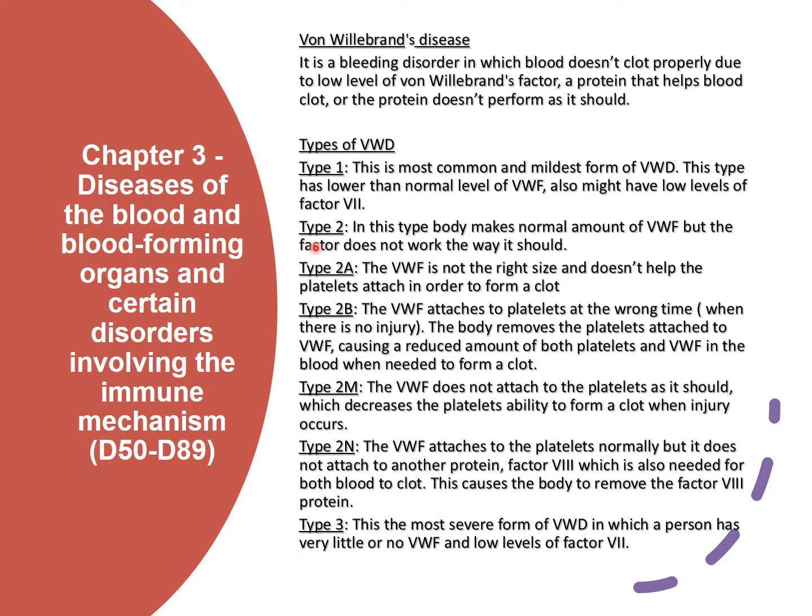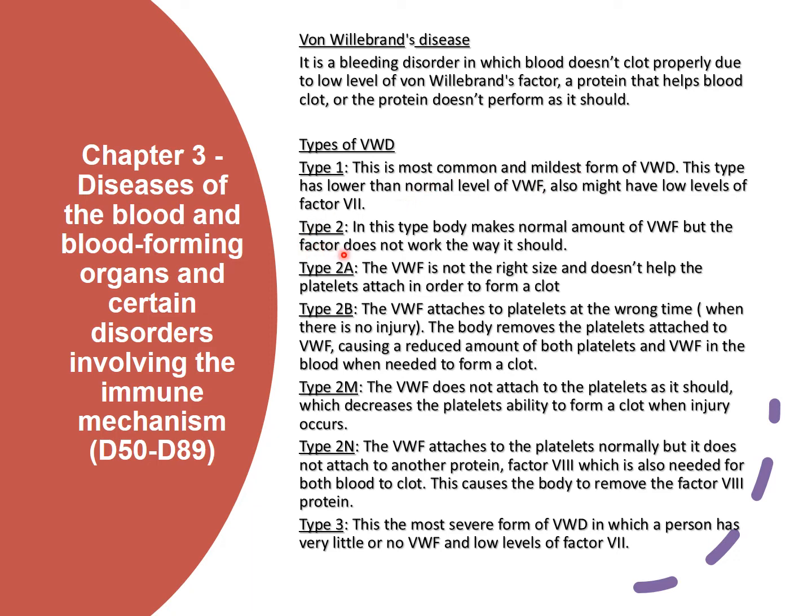In type 2, there are subtypes: type 2A, type 2B, type 2M, type 2N. Coming to the definitions, we will first see the definition of type 1. This is the most common and mildest form of VWD. This type has lower than normal levels of VWF, and might also have low levels of factor VIII.